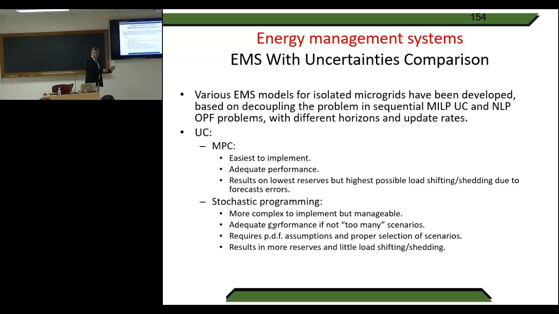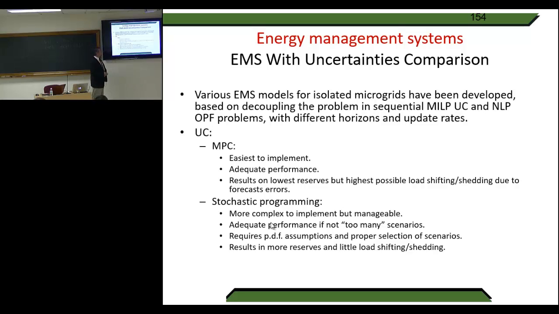Various, and excuse me for the very quick overview of all these tools, various EMS models for isolated microgrids have been developed based on decoupling; the problem is sequential, mixed integer linear programming, unit commitment, non-linear OPF, etc., with different horizons and update rates. For the unit commitment, there are some advantages of MPC. It's the easiest to implement. Adequate performance results on lowest reserves, with highest possible load shifting and shedding due to forecast errors. This is as expected. It's a deterministic approach. This is the most normal use in the first solutions of microgrids.